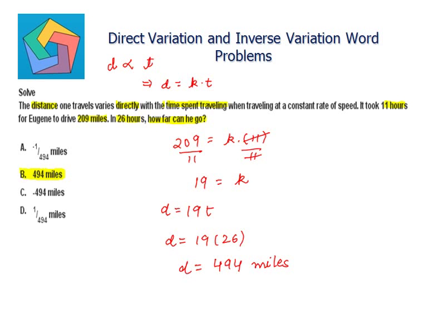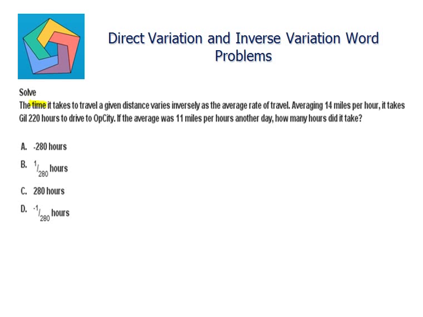Next problem. Solve. The time it takes to travel a given distance varies inversely as the average rate of travel. Averaging 14 miles per hour, it takes Jill 220 hours to drive to Obsidy. If the average was 11 miles per hour another day, how many hours did it take? So, the time, let's say t, varies inversely with the average rate of travel. Let's say average rate of travel is a. This implies t times a should be equal to some constant k.